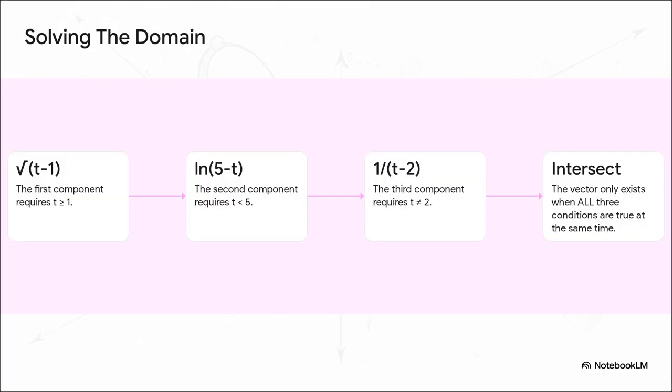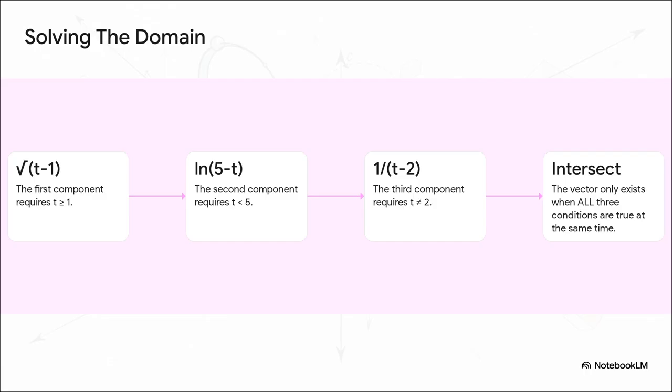So how do we solve this? The trick is to treat it like 3 separate mini-problems. First up, the square root. We know you can't take the square root of a negative number, so that tells us that t has to be greater than or equal to 1. Okay, next, the natural log. Its input has to be strictly positive, so t has to be less than 5.